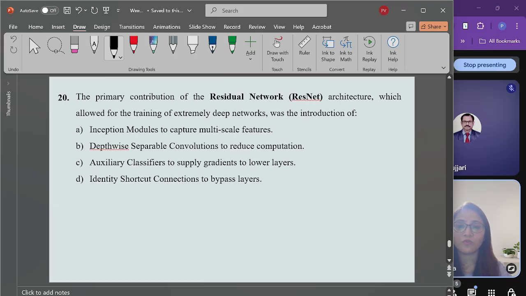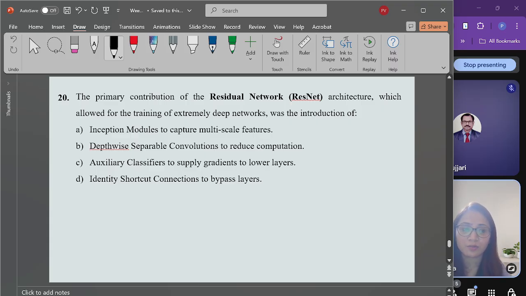Okay, so now moving to our next question. The primary contribution of the residual network, that is ResNet architecture, which allowed for the training of extremely deep networks, was the introduction of option A, inception modules to capture multi-scale features. Option B, depth-wise separable convolutions to reduce computation. Option C, auxiliary classifiers to supply gradient to lower layers. Or option D, identity shortcut connections to bypass layers.